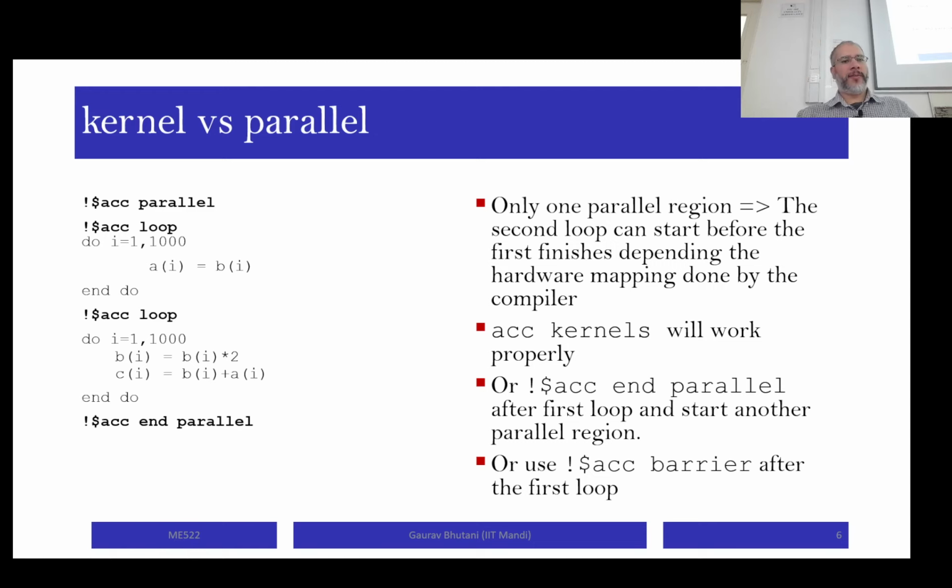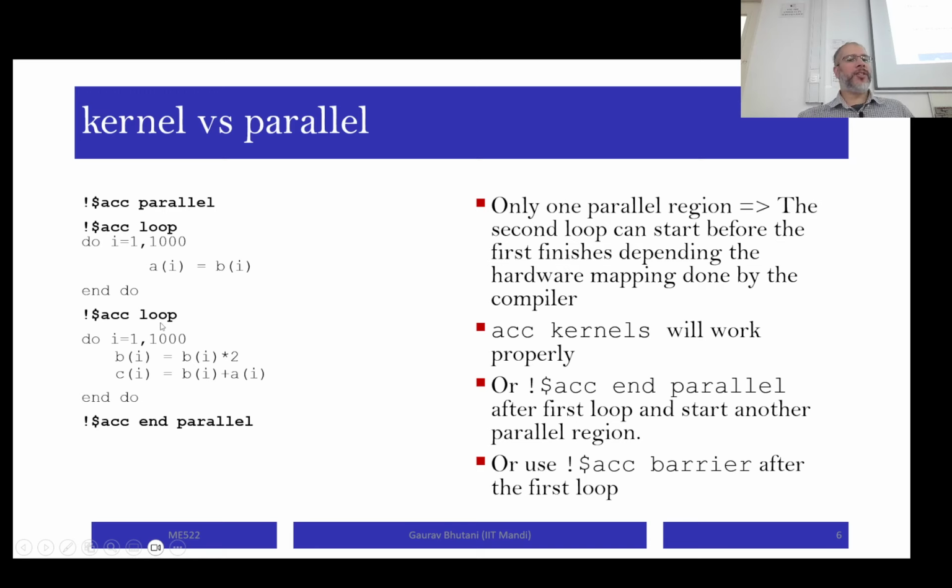So let me show you an example of a situation where things will not work as intended. This is where putting ACC kernels will actually do the right thing. But if you do not properly understand ACC parallel, you may end up doing something which is not correct. So let's say we have ACC parallel. It's like OMP parallel. When you say OMP parallel, it generates the threads. So ACC parallel generates the threads, and then you have an ACC loop. ACC loop is for this do loop. This has 1000 iterations, so it creates 1000 threads on the GPU, and they get executed in parallel.